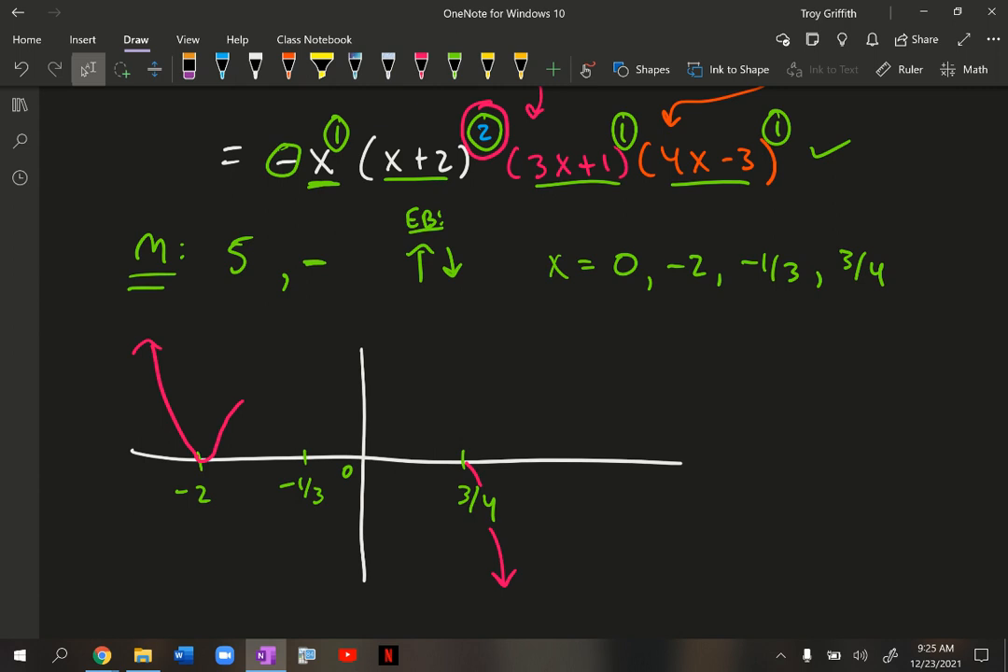And then the rest of these all have a multiplicity of 1. So if we have a multiplicity of 1, we're going to be going straight through. So straight through, and last but not least, we will go straight through. Okay, so we bounced at one of them, that was even, and then the rest of them, we went straight through at each one of these x-intercepts.